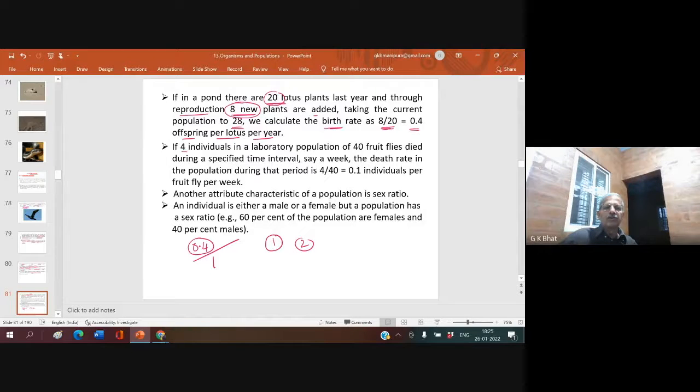If 4 individuals in a laboratory population of 40 fruit flies die during a specific time interval, say a week, the death rate in the population during that week is 4 out of 40, equal to 0.1 individual per fruit fly per week. So always we compare birth rate and death rate per population and not for an individual. Have you understood this?